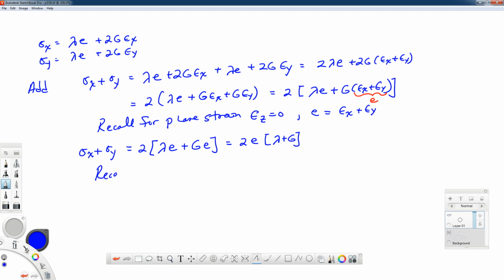We did some manipulations with the other elastic constants, E and nu. Poisson's ratio is lambda divided by 2 lambda plus g. So if we want, we can also express sigma x plus sigma y as being equal to lambda over nu times little e.